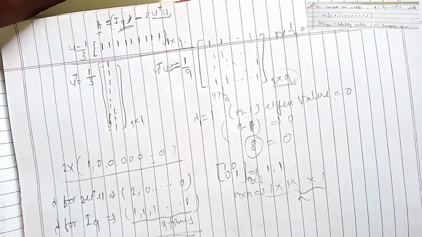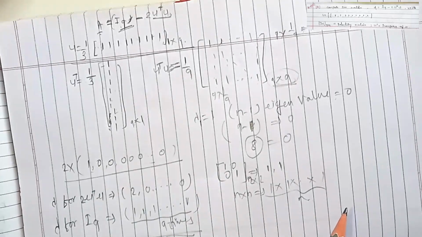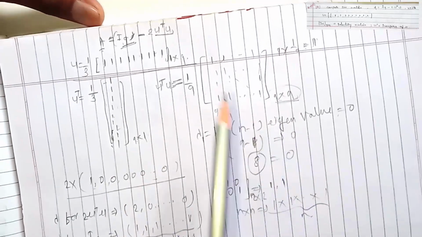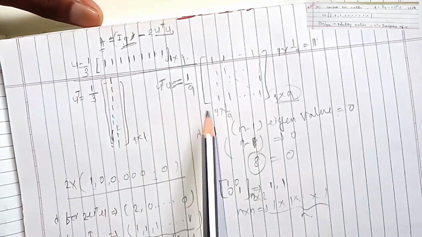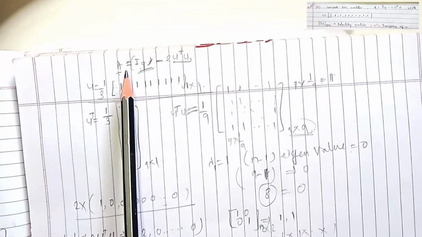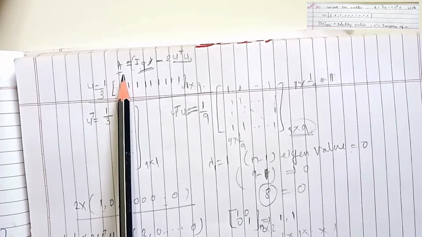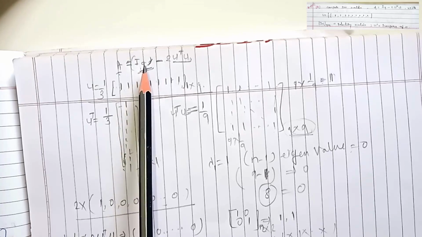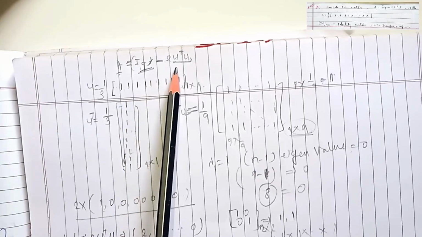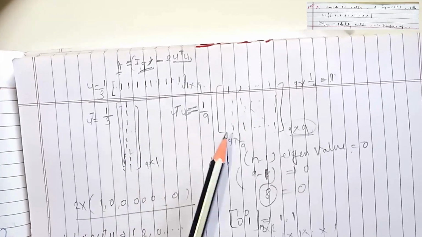This is a 9 times eigenvalue. Okay, so what we want is the eigenvalue for A. That means the eigenvalue for A is equal to the eigenvalue for I9 minus the eigenvalue for 2 times u into u transpose.